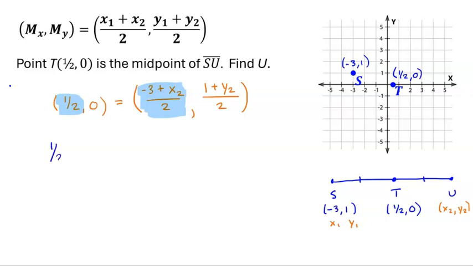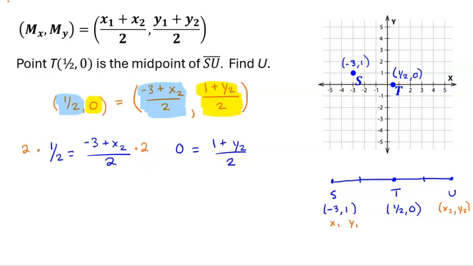So we're going to write that as an equation. We've got 1/2 equals negative 3 plus x2 divided by 2. And then our other equation is going to be the average of those y's, giving me the y coordinate of our midpoint. So we've got 0 equals 1 plus y2 over 2. And then let's go ahead and solve. So I'm going to multiply both sides by 2.